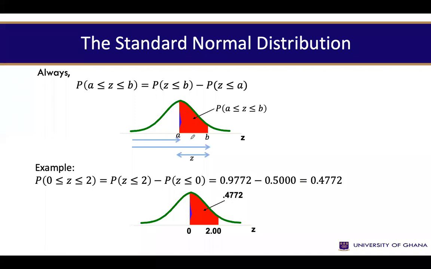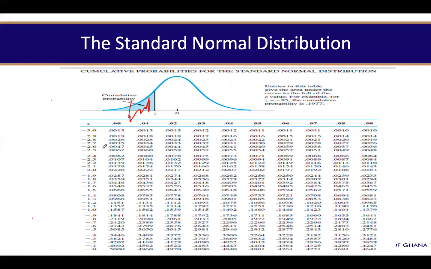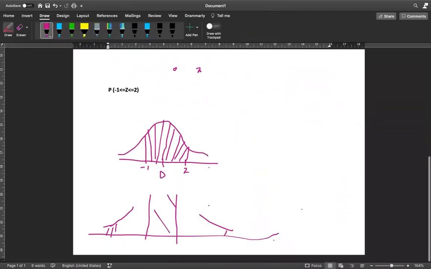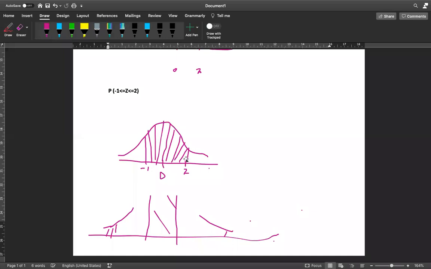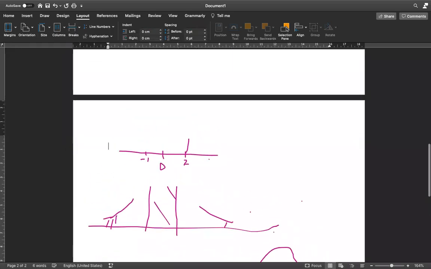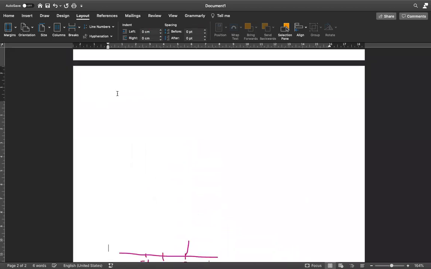Now, there's a problem. If you look at the tables that you have, you see the table is able to give you probabilities that are lying to the left of the distribution. So what it means is that when you have the table, we can only evaluate probabilities that are less than or equal to.